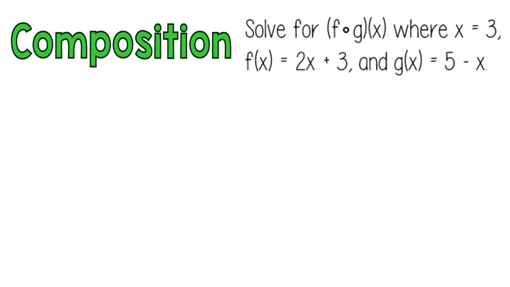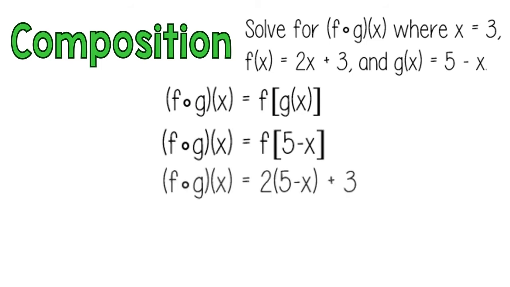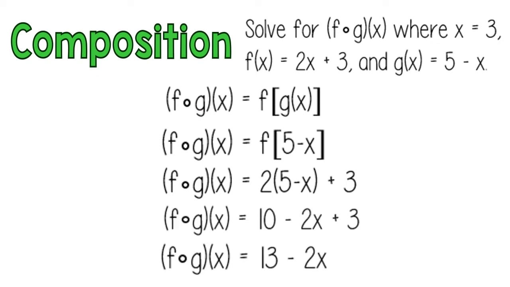For example, given the functions f of x is equal to 2x plus 3 and g of x is equal to 5 minus x, let us find the composition of f with g. F composed g of x is equal to 2 times quantity 5 minus x, plus 3. That is because we substituted g of x to the x of f of x. And to simplify, we will have 13 minus 2x.